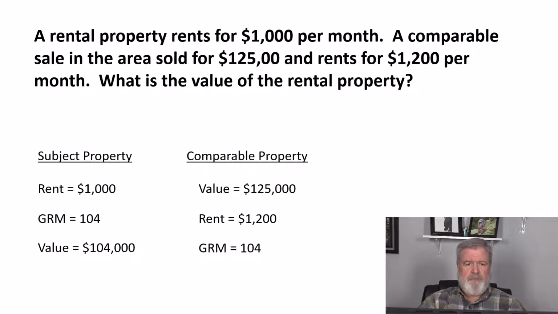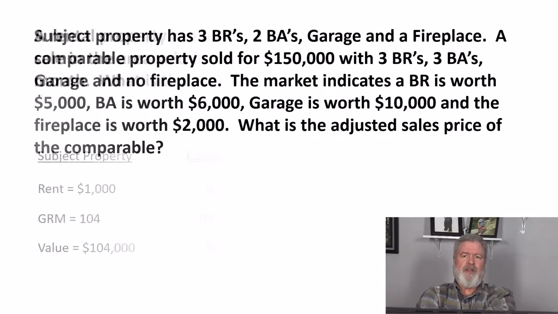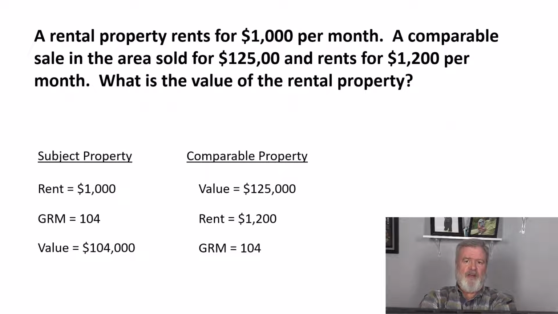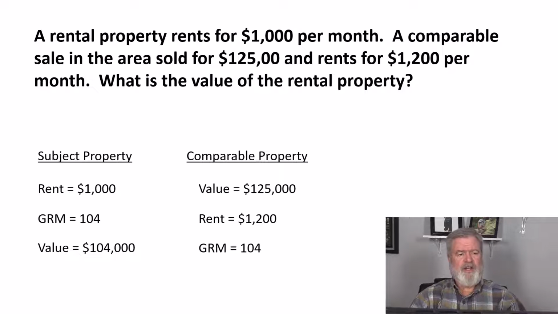All right. By the way, I'm going to back up here just a second, because this next question, you're going to need to understand this. And again, I did address this in the other video. But I just want to make sure you understand what you're looking at here. If you look at that subject property, the rent's 1,000, gross rent multiplier is 104. Here's what that's saying.